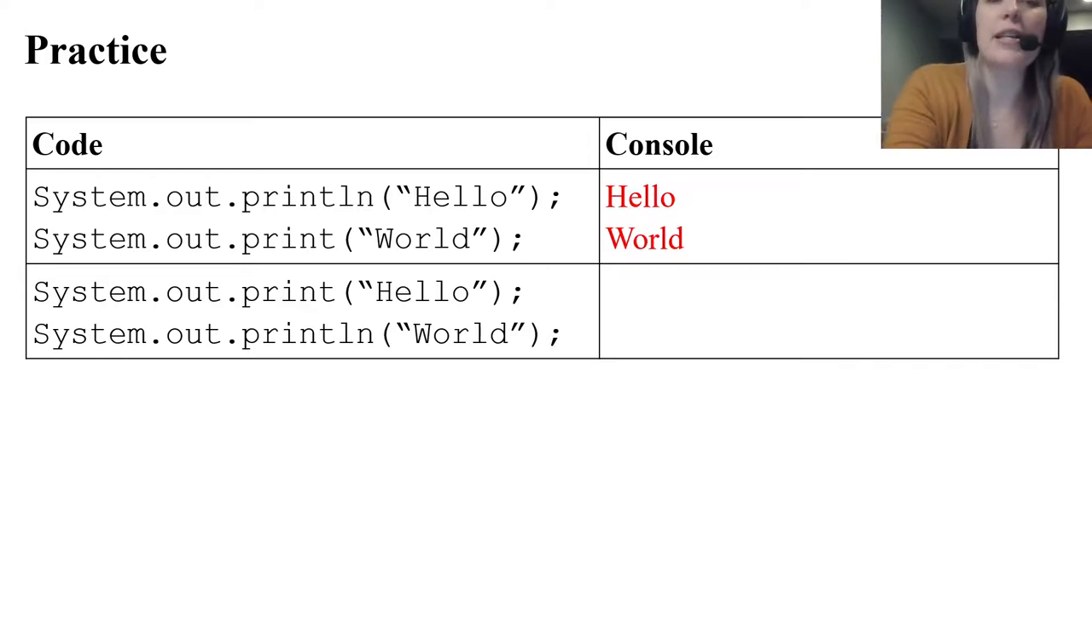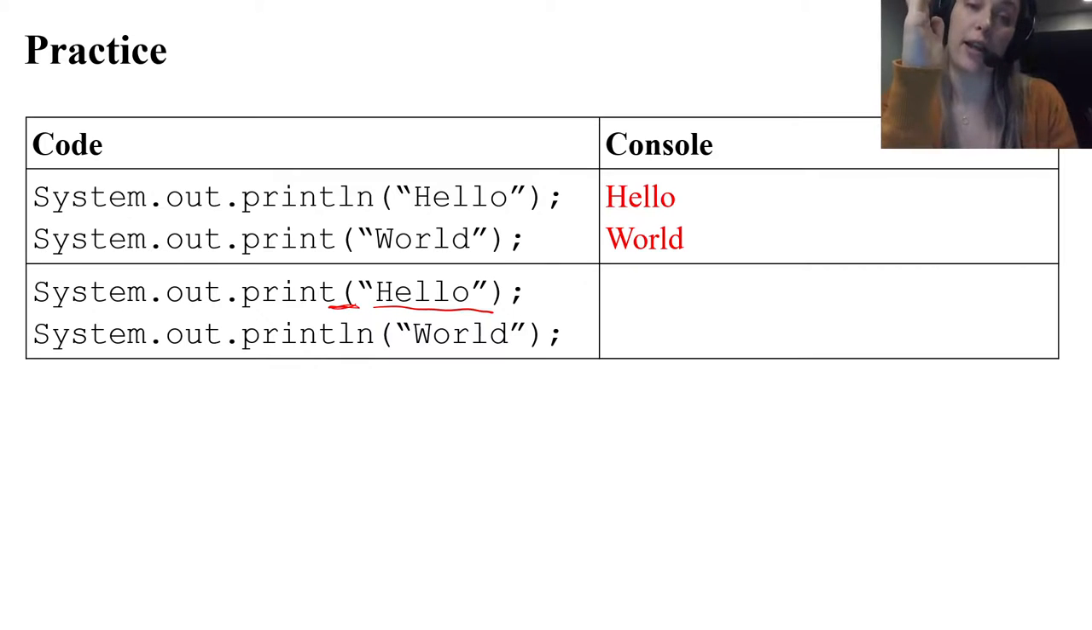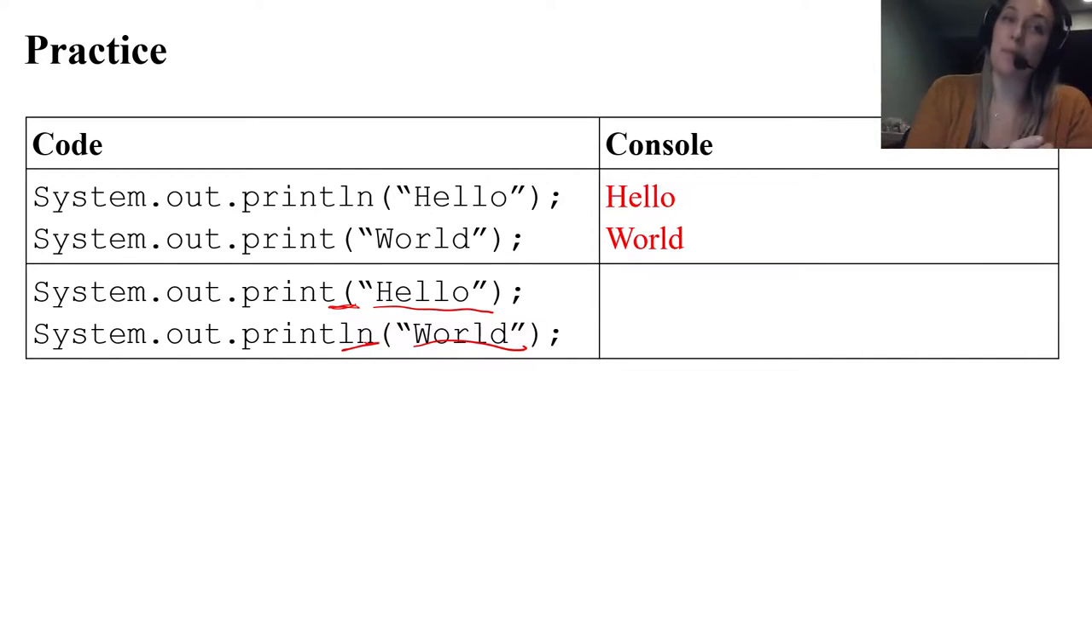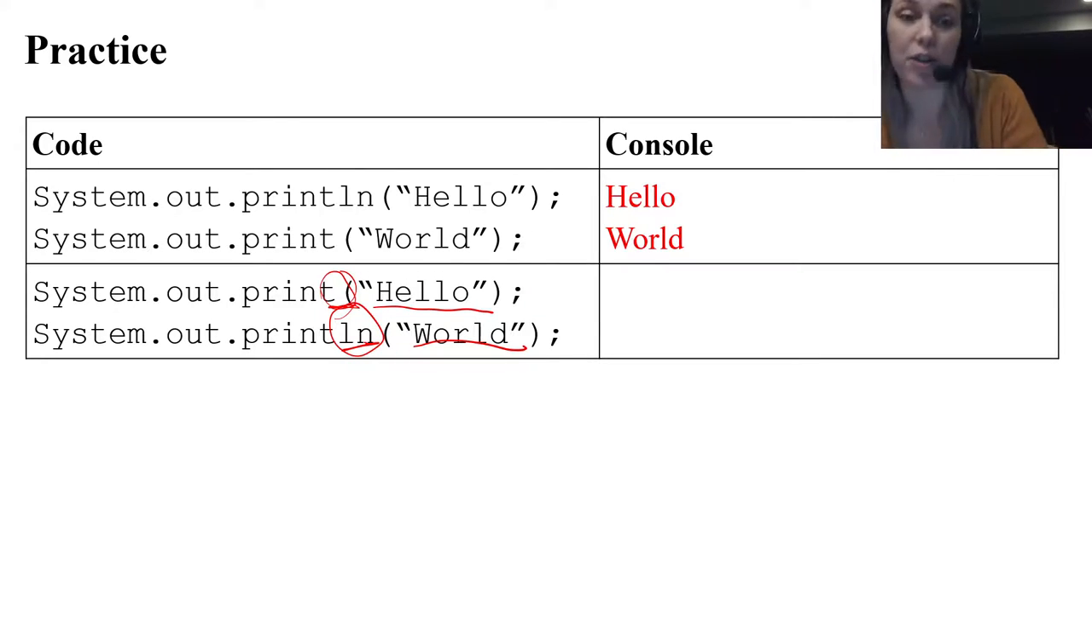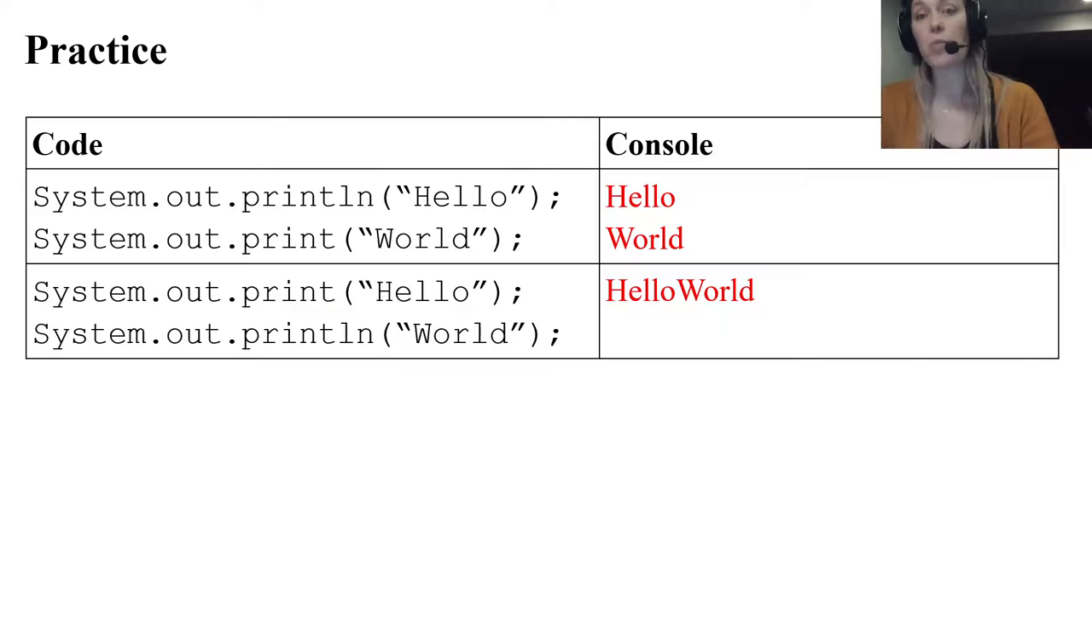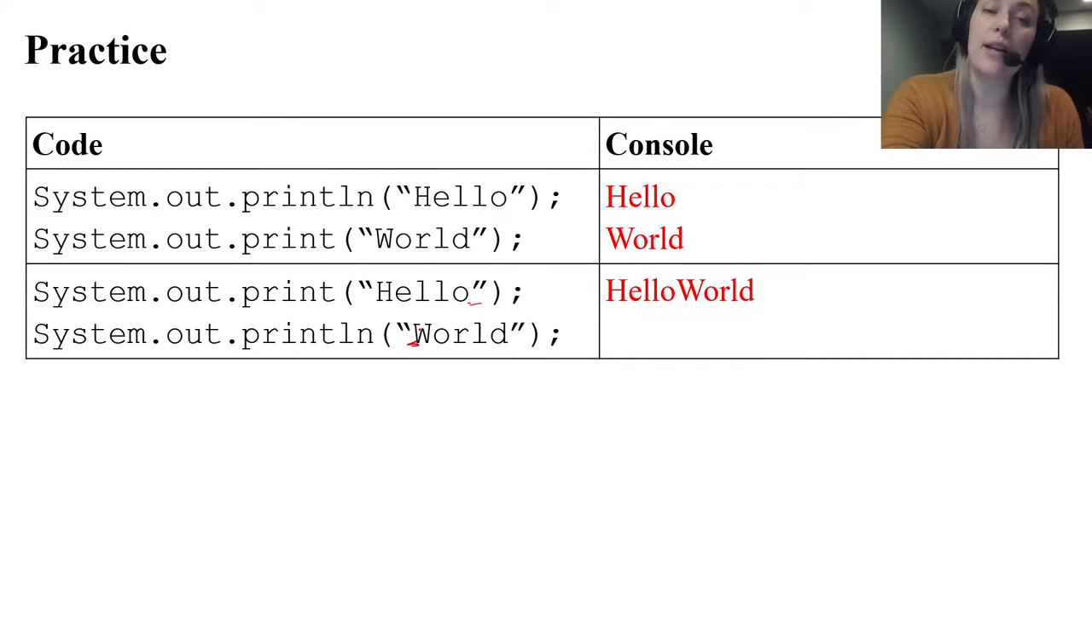Okay, now in this case, hello gets printed, and then the cursor stays after hello because it's just a print statement. And then here, world gets printed. And then the ln means the cursor moves to the end after world's printed. So that's kind of the weird thing you have to get used to here. Print and print ln, the difference between them happens after that word is already printed. So hello world just gets printed directly to the console. No spaces between them because we didn't actually put a space at all between the hello worlds.